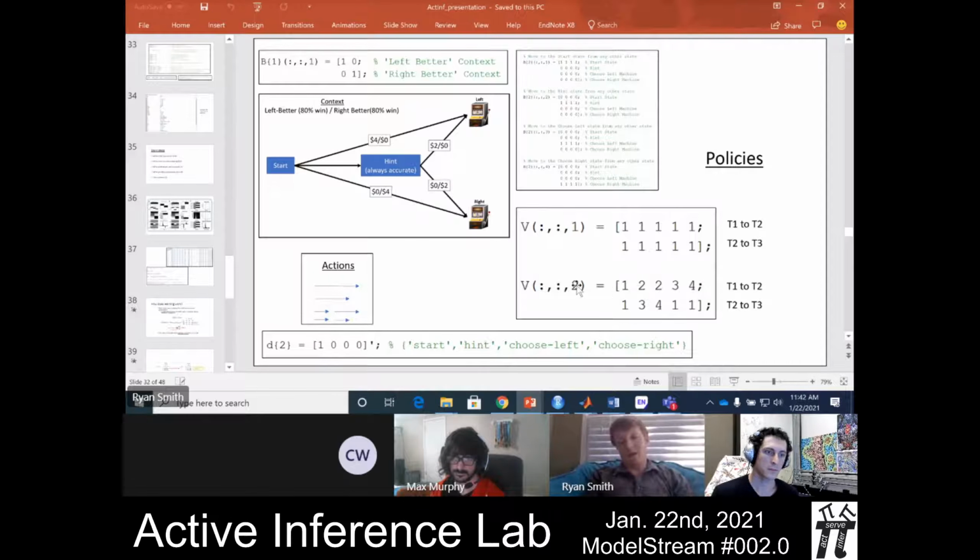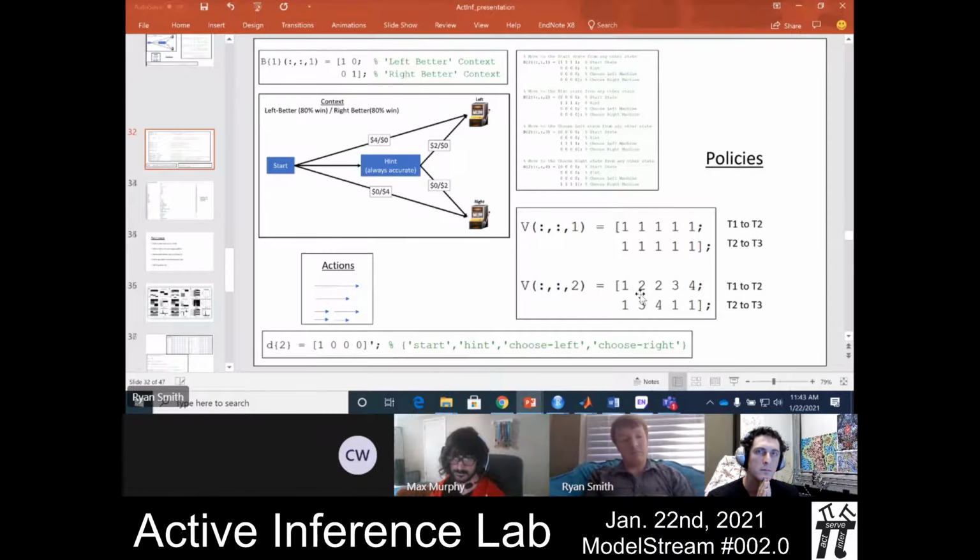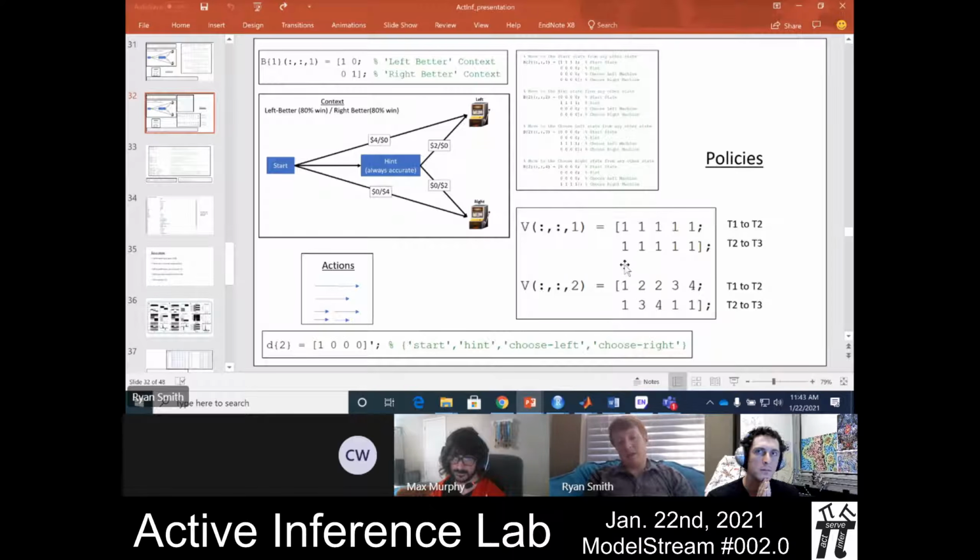Again, the actions. There are these 5 columns. This first one says I can move to the start state and I can stay in the start state, right? So that's just action 1 up here twice. Then the second column says I could take action 2, so look at the hint, and then move to action 3, which is choose the left machine. Or I could take the hint and then choose 4, which is move to the right machine. Or I can go straight to the right machine and then go back to start, or I can go straight to 3, the left machine, or straight to the right machine, action 4, and then go back to start.